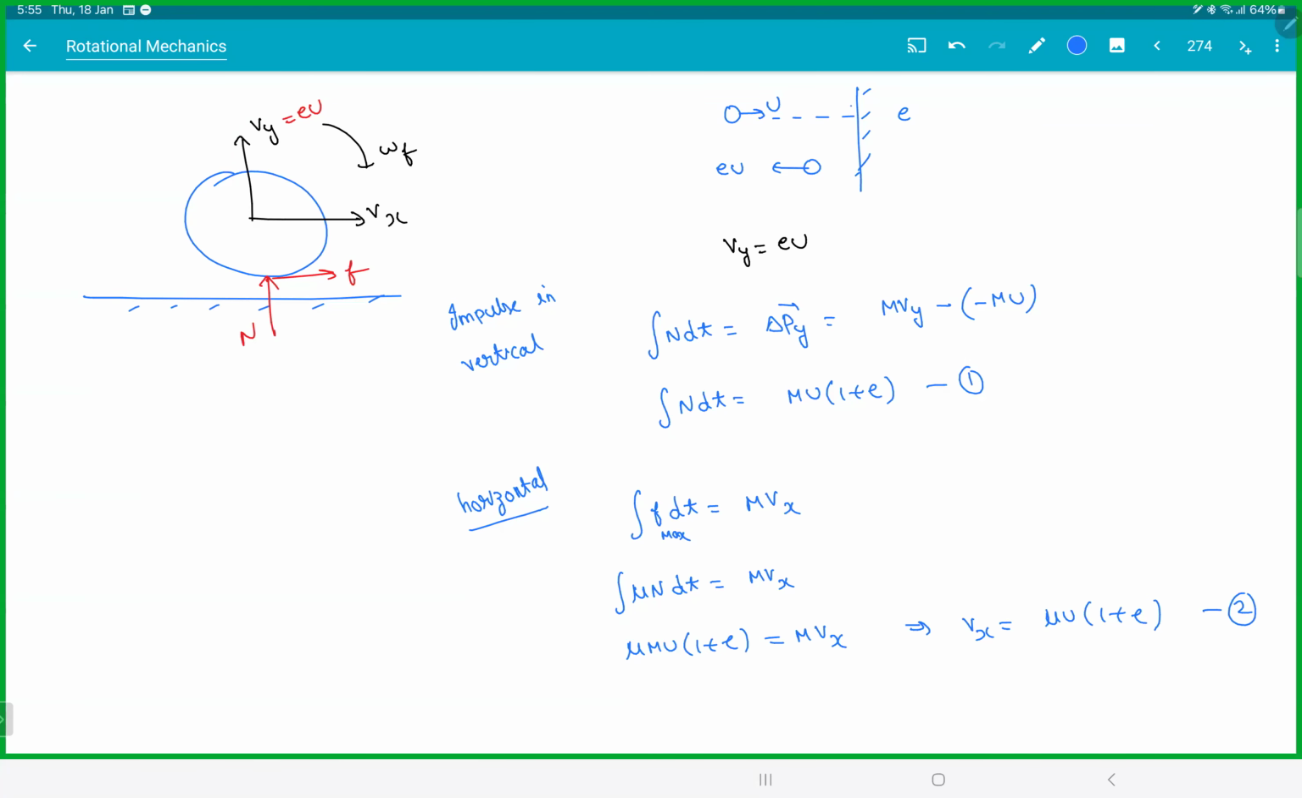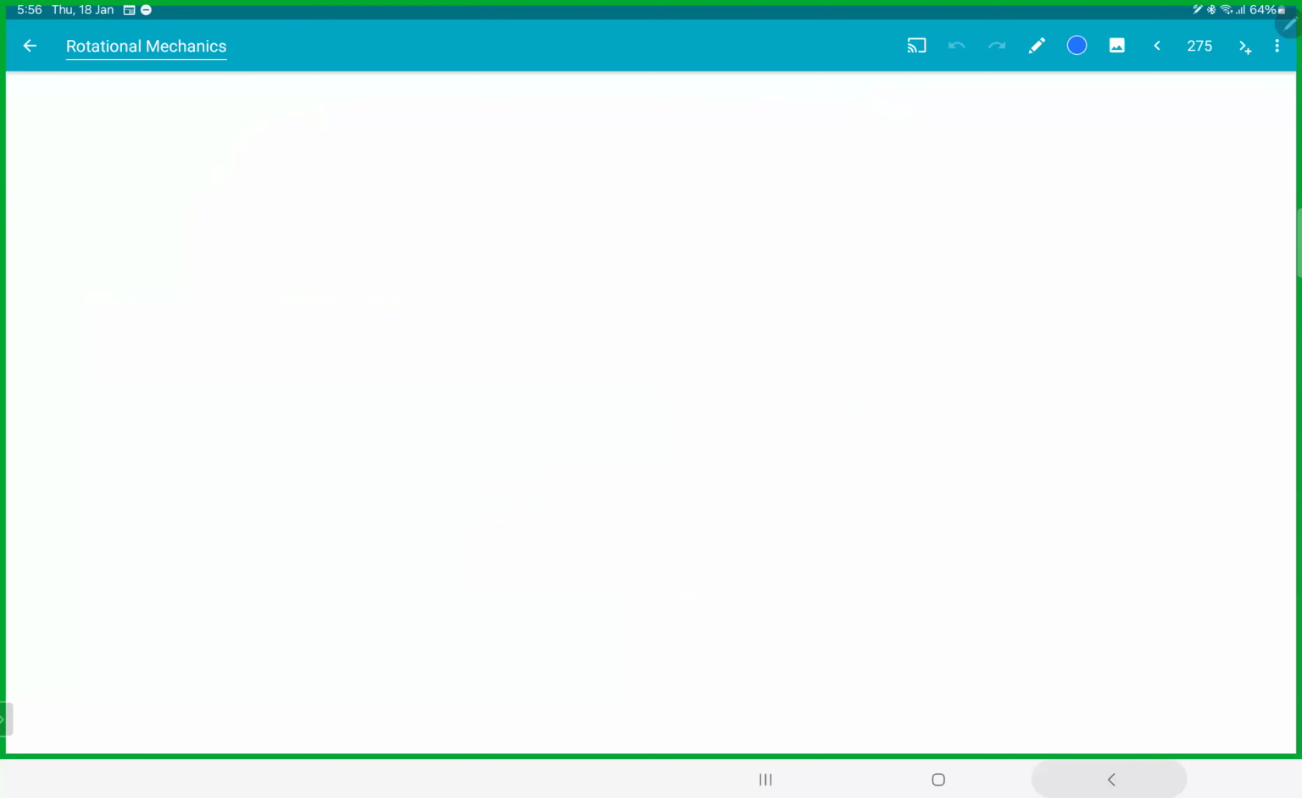So people think the question gets over here. No, there's a trap. The next part. Now to find omega, what do we do? This ball is coming with u, and this is rotating with omega. This is the point of collision. Remember, N also acts here, F also acts here. So torque about A is 0. Therefore, L about A is conserved.